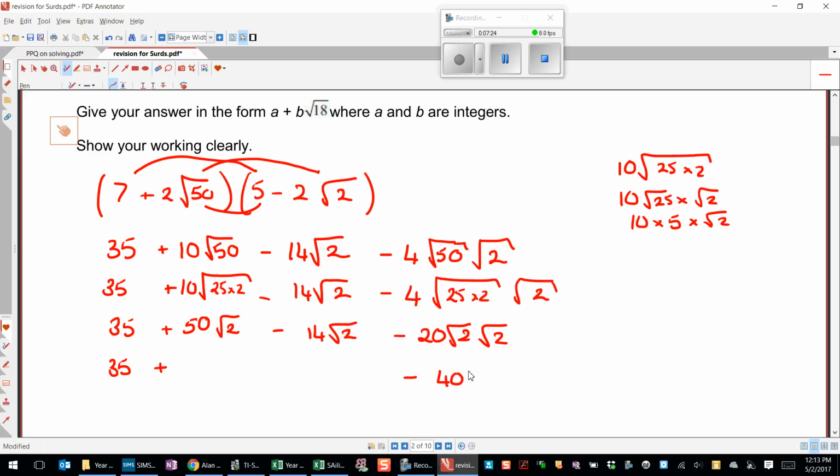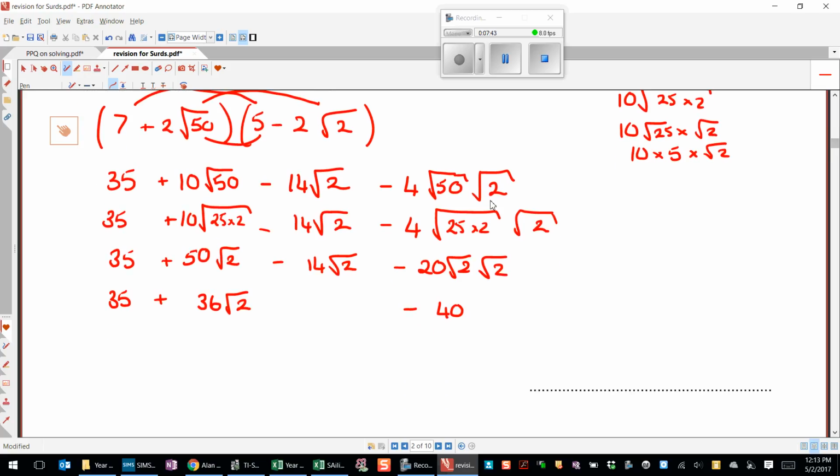So 50 minus 14 root 2 is 36 root 2. So I've now got 35 plus 36 root 2 minus 40. So in total, 50 minus 14 is 36.